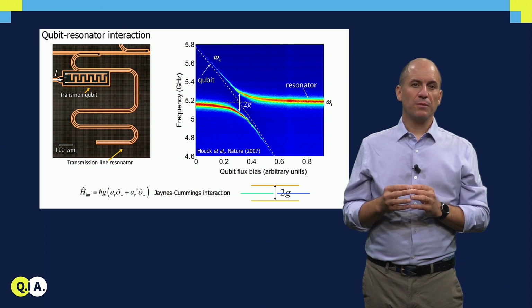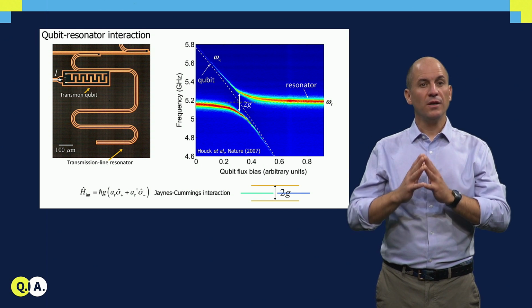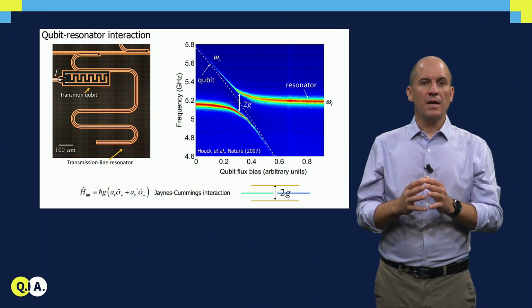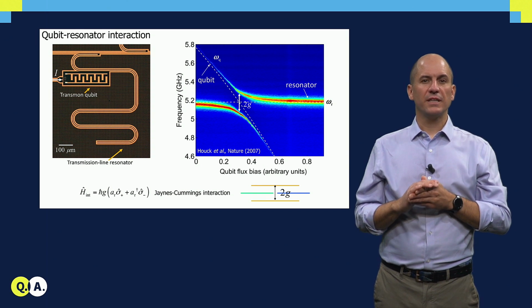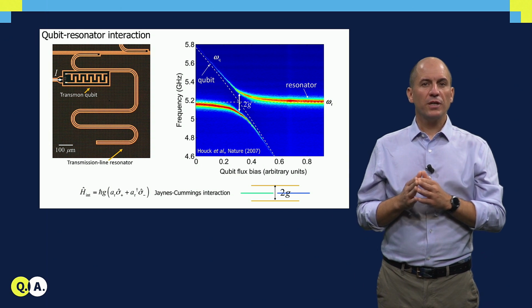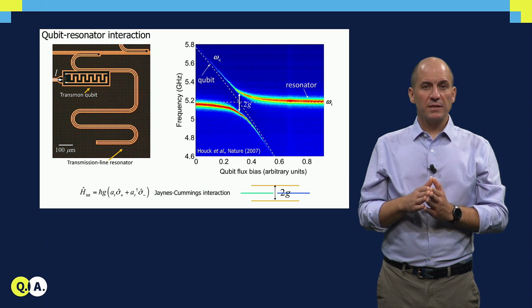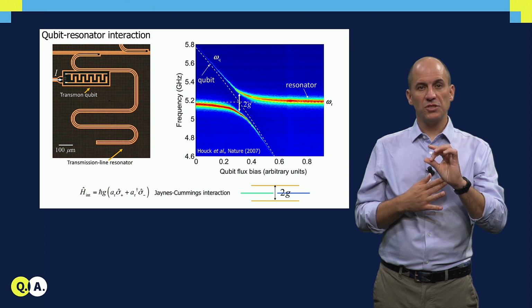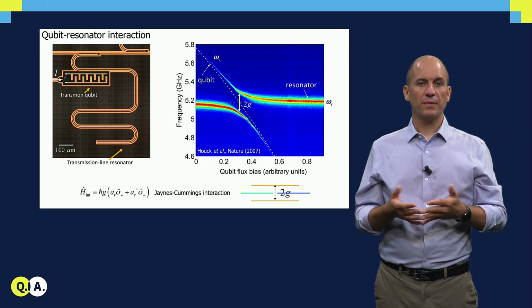The capacitive coupling between the qubit and the resonator is most clearly visualized by performing spectroscopy of the combined system. As this typical image shows, as we tune the qubit through resonance with the resonator, we observe the emergence of an avoided crossing. This avoided crossing is known as the vacuum-Rabi splitting. The minimum splitting is equal to twice the coupling constant g in the celebrated Jaynes-Cummings Hamiltonian describing the system quantum mechanically.